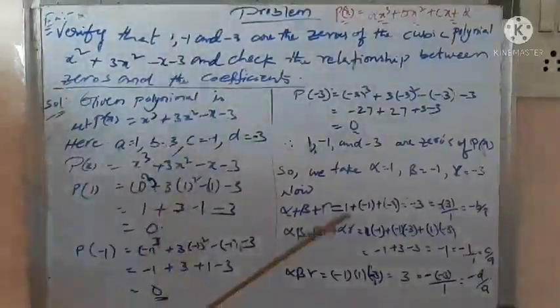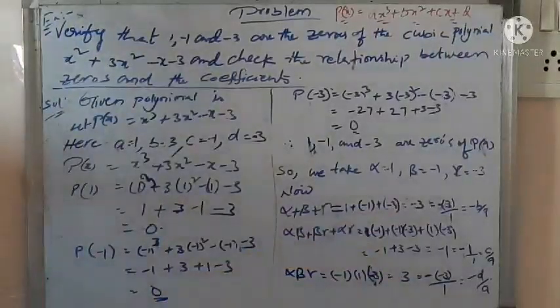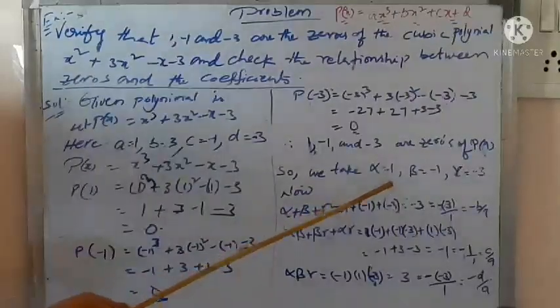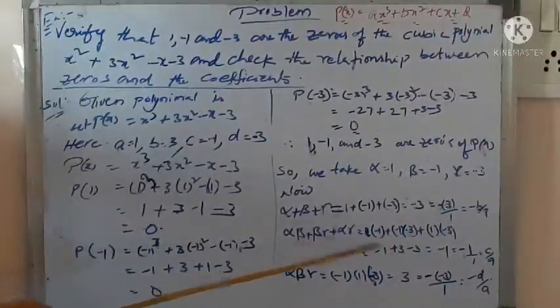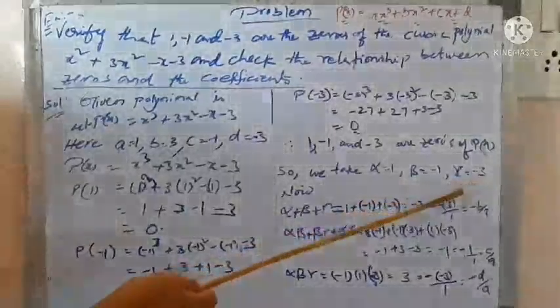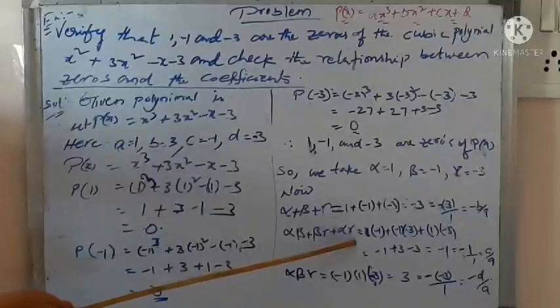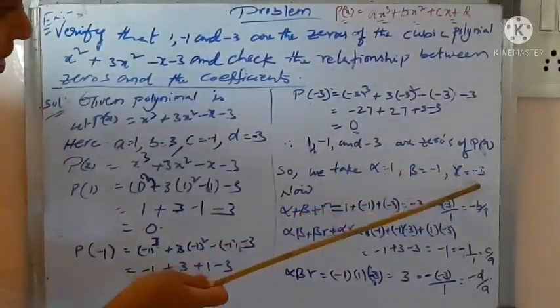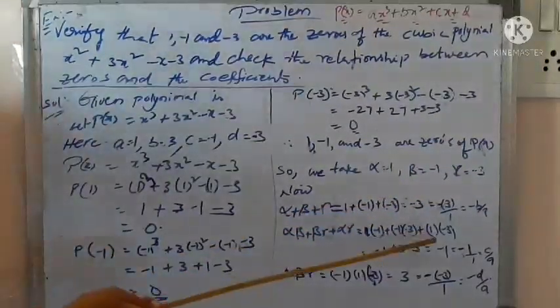Okay, next. And next find alpha beta plus beta gamma plus gamma alpha. So first is given alpha beta, and these two numbers are multiplied together. So write here 1 into minus 1. And next one is beta gamma, so these two numbers are multiplied together. So write here. And next is given alpha gamma, and this number and this number are multiplied together. Right here.